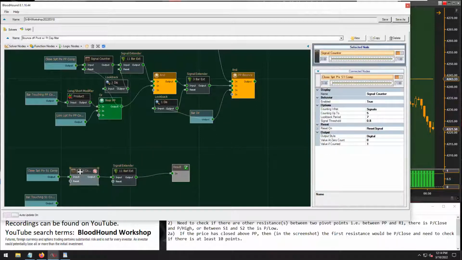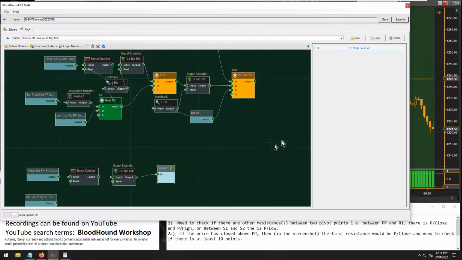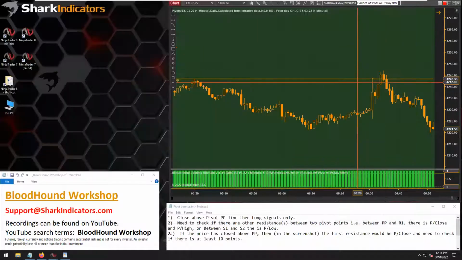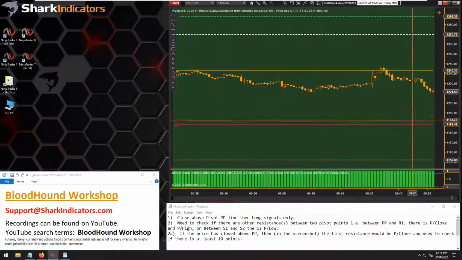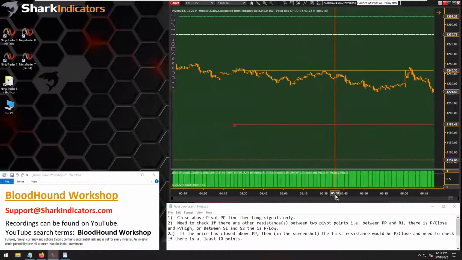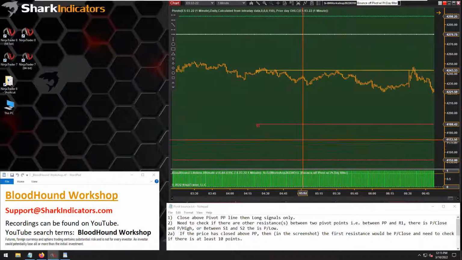All right, so we have the signal counter and the signal extender set up. So let's take a look at the chart and see what we have here. Let's see, we're getting a long output.